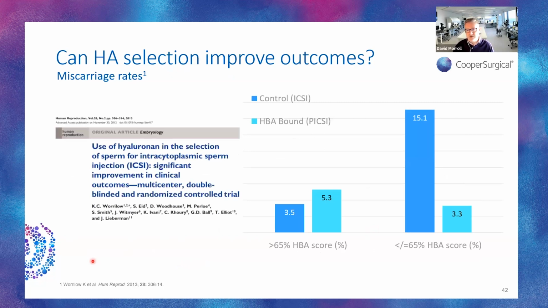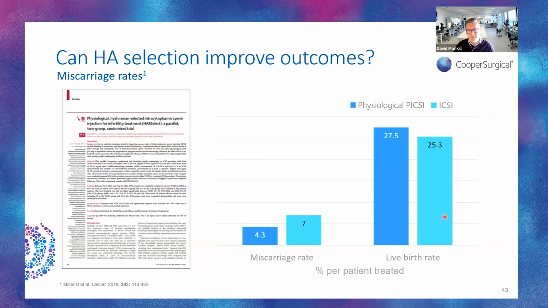It backs up what Katie Warrilow found in a multi-center study from 2013, where they showed in men with poor hyaluronan binding, the miscarriage rate was drastically reduced, considerably reduced. And in the HabSelect study, so this is the paper by David Miller, which is a multi-center study across the UK of 2,500 patients. Again, what they showed was that there was an increase in live birth rate, but that didn't reach significance. But the miscarriage rate was improved, and statistically so.